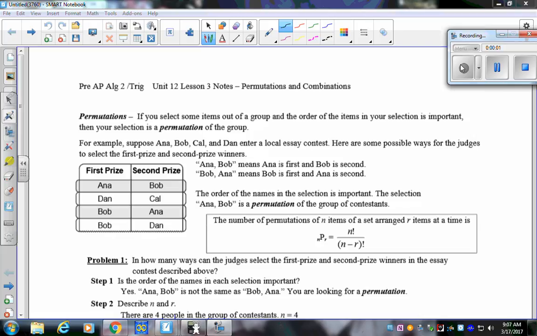This is Unit 12, Lesson 3, and in this lesson we're going to be learning about permutations and combinations. Woohoo! Okay, so let's first take a look at what they are and the difference between the two.